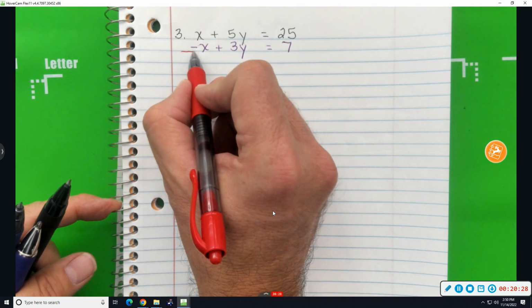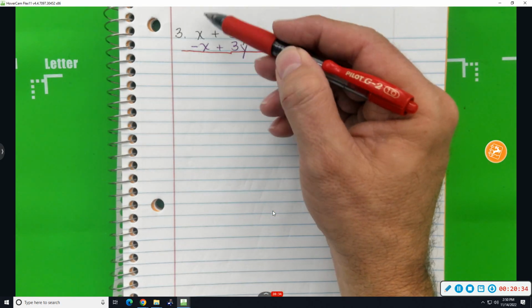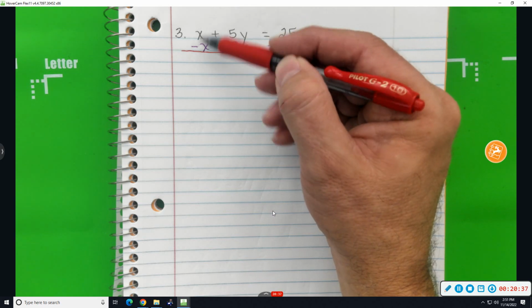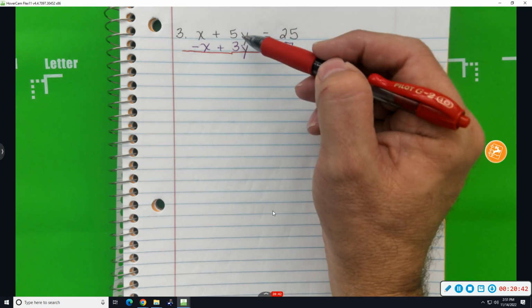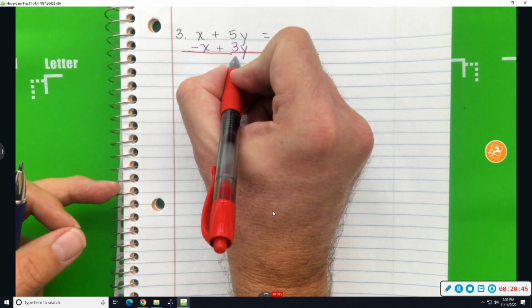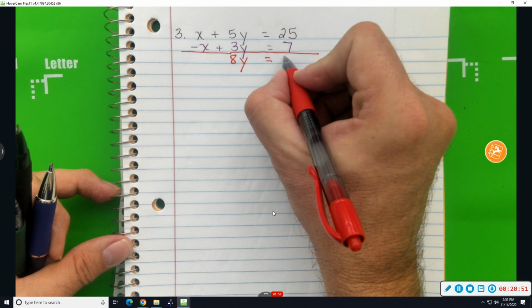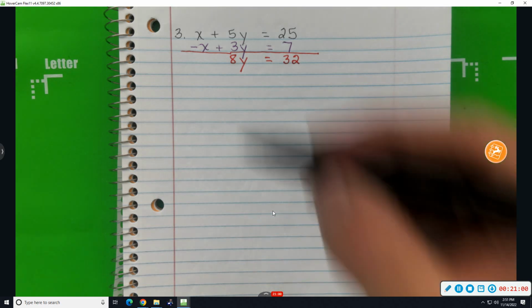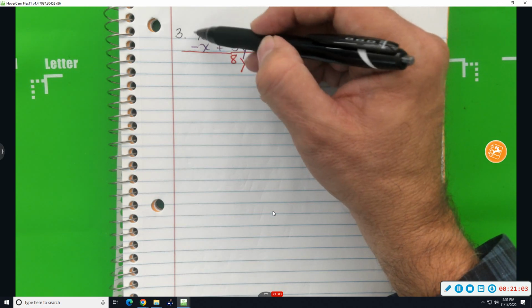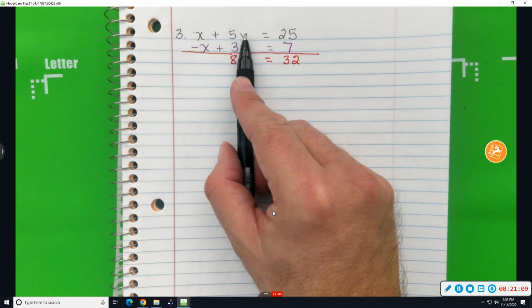With elimination, you try to add the two equations vertically. Like right here, if I just add vertically, the x minus x, that subtracts out. Then the 5y plus 3y, that would be 8y. And 7 plus 25, 32. What we've just done is eliminate the x value. In order to do elimination, the coefficients need to be the same numbers but opposite signs, and you've got to have the x's and y's lined up.